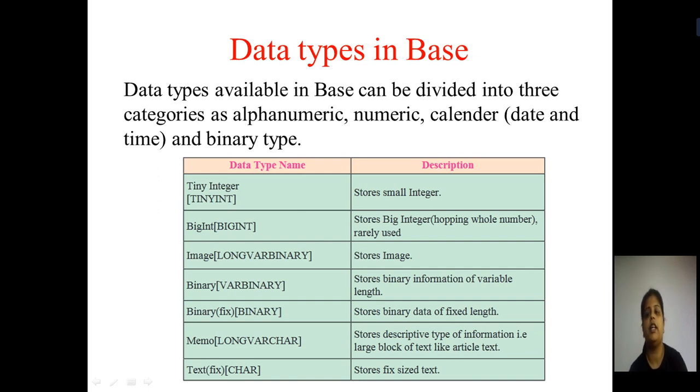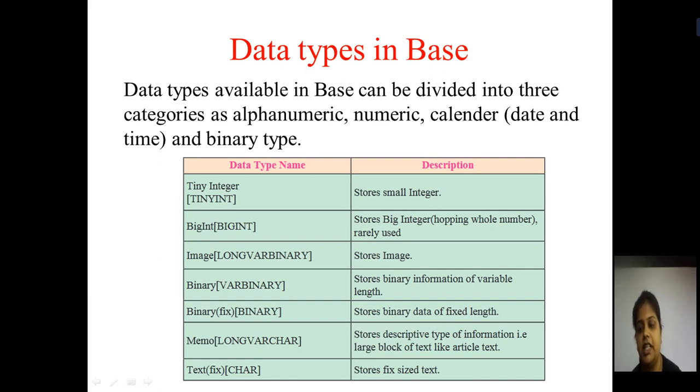So the data types available in a base are mostly divided into three types: the alphanumeric or the numeric, then the calendar, that is date and time, and the binary type. So these are the three main categories in which the data types are divided in base. Now we will study what the different data types in it are.